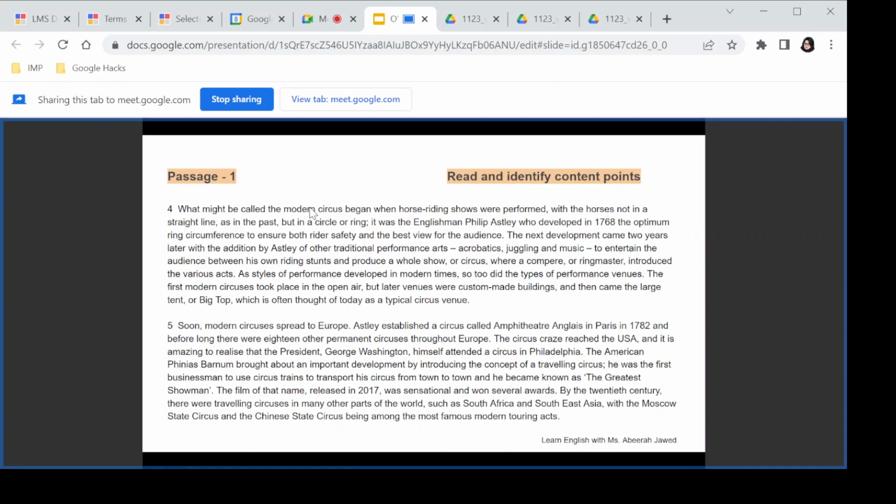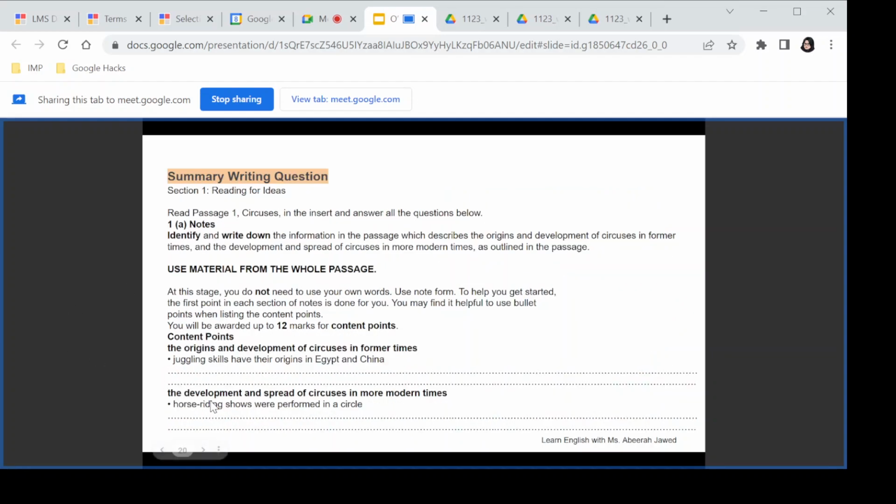What might be called the modern circus began when horse riding shows were performed, with the horses not in a straight line, as in the past, but in a circle or ring. It was the Englishman Philip Astley who developed in 1768 the optimum ring circumference to ensure both rider safety and the best view for the audience. Can we select the point that tells us the development and spread of circuses in modern times?